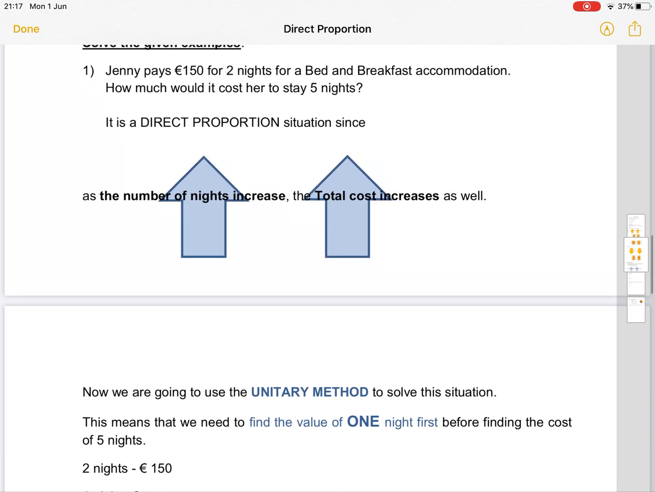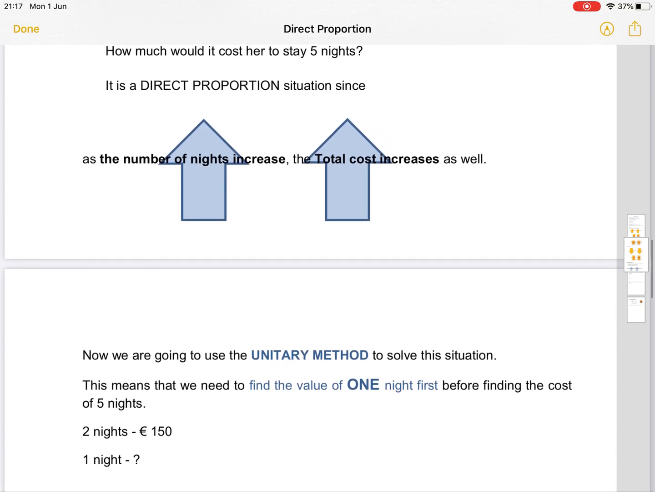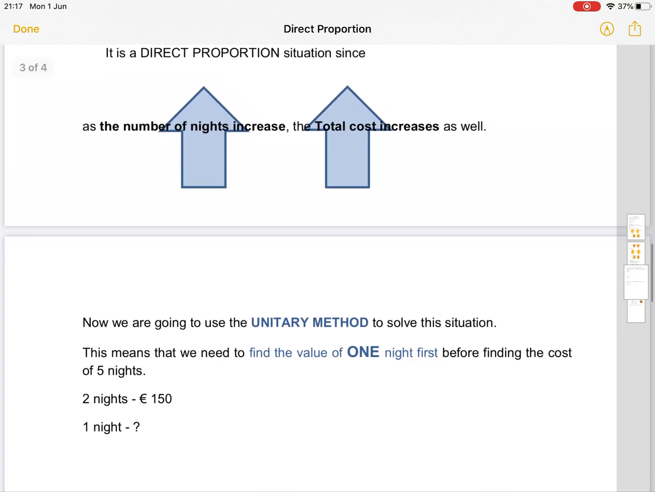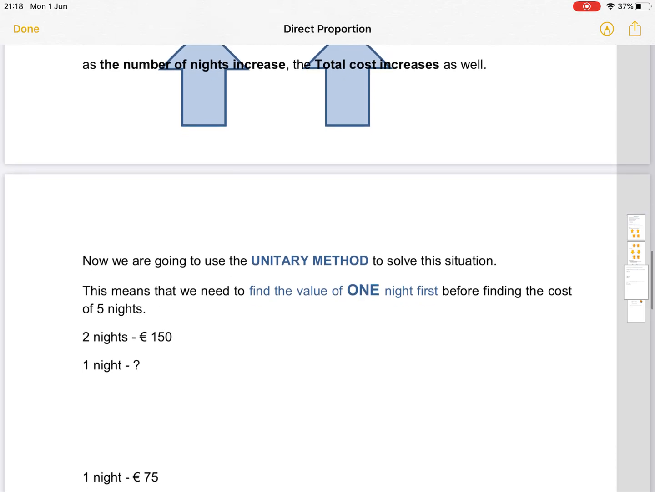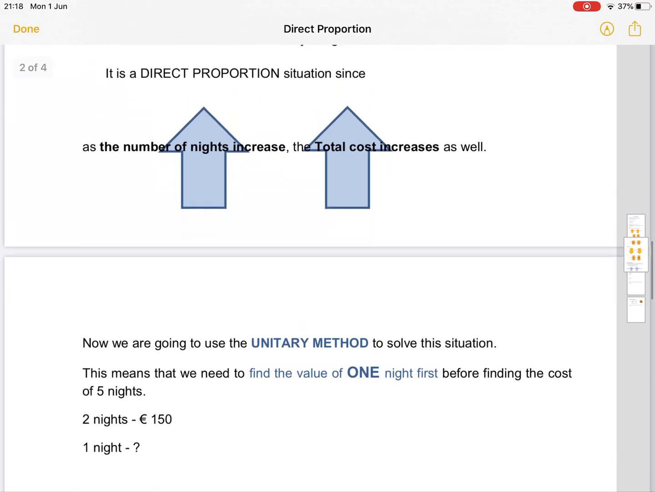Now, boys, earlier on we said that to solve them, okay, there are several methods. We can use ratios, we can use fractions, right? We're going to use the unitary method. Now, what is this unitary method? Unitary, the first part of unitary is unit. So this means that we need to find the value of 1 first. In this case, it is the cost of 1 night first, alright, before finding the cost of 5 nights. So let's write a short summary, a statement.